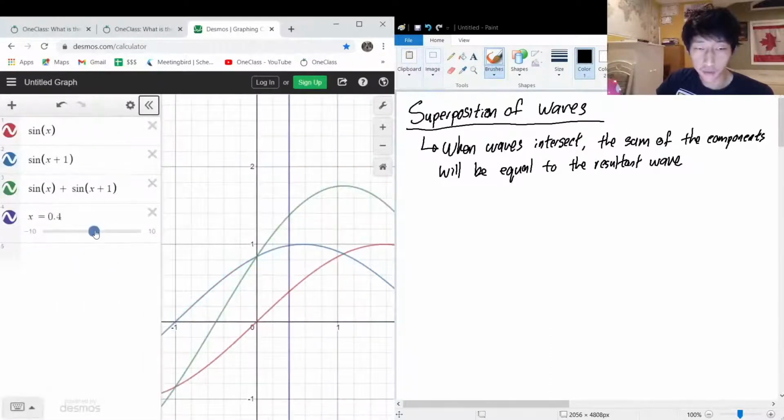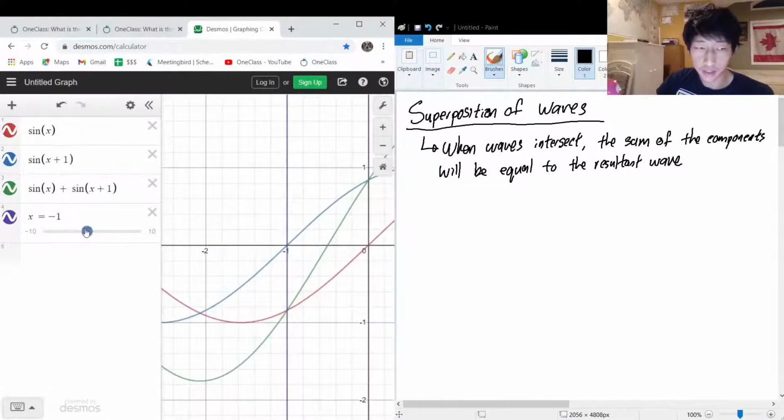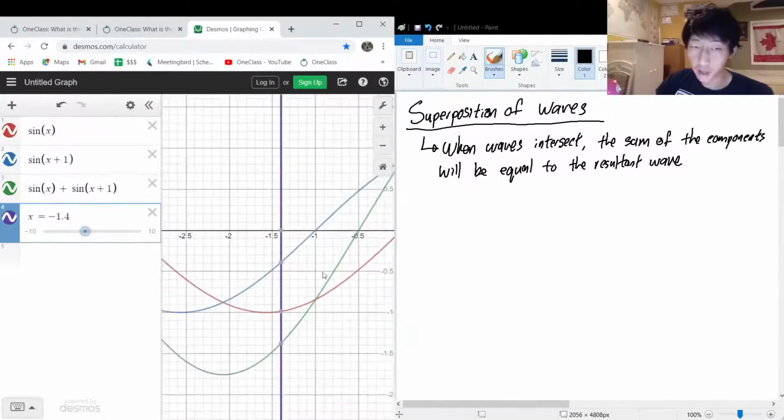Let's say if we moved our point along to here, even in the negatives, it's still the same. Over here, we have about negative 0.38 and negative 0.98. So we should expect just under negative 1.4. That looks about right for what these two values added together would be, or negative 1.37. Okay, so even when they're negative, you just add them together.